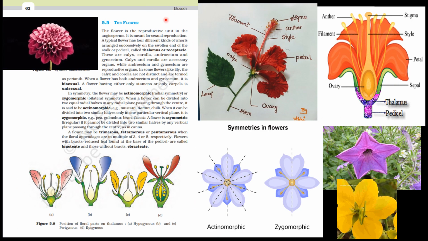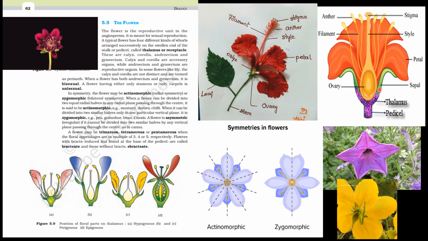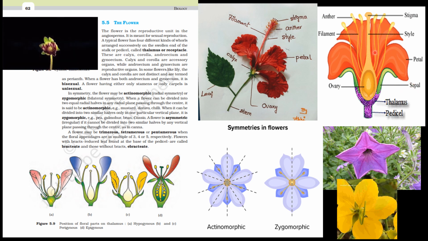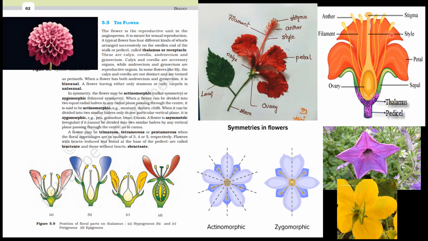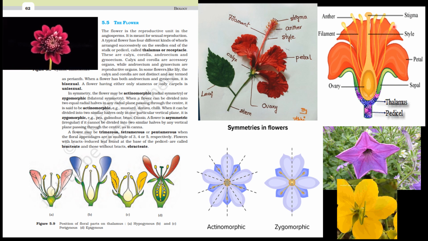The flower is the reproductive organ of the plant. The flower mainly consists of four whorls: the calyx, corolla, androecium, and gynoecium. Those are the four important whorls. The calyx is made up of sepals, the green portion, and the corolla, the colorful portion, is made up of petals. This is the androecium, and this is the gynoecium. Gynoecium is the female reproductive structure, and androecium is the male reproductive structure.